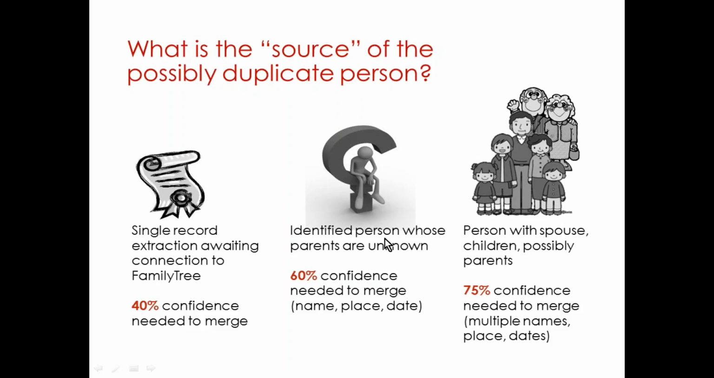If you found a person whose parents are unknown, and this actually did happen to me just yesterday. We have a woman in our family tree, and we had the name of her husband, but we had very little information about him. Someone had much more information about that man and very little information about his wife. So they know about the man and we know about the woman. We needed about a 60% confidence level to merge those two people because they didn't have any kids. We're not affecting anyone but those two people. The worst that could happen is we would later disconnect them.